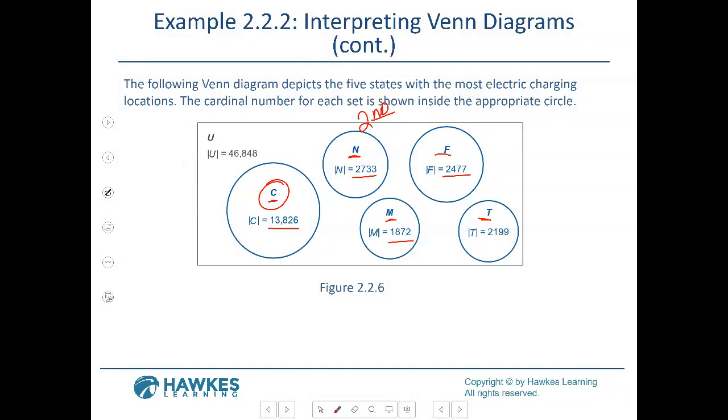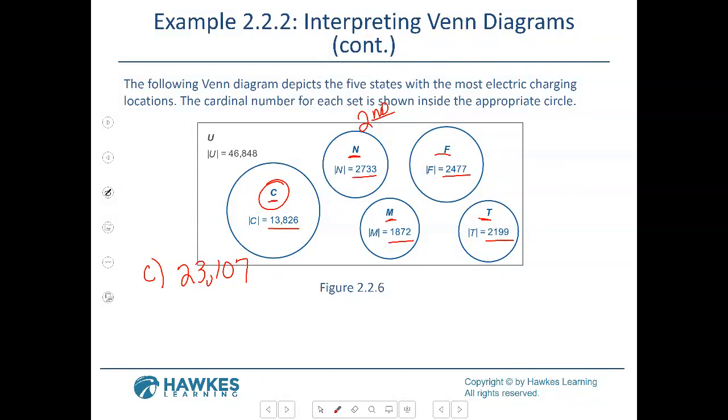2,477, 1,872, and 2,199. When you add that up, this is for part C in the next slide, you would have 23,107. That's how many charging stations are within these 5 states.